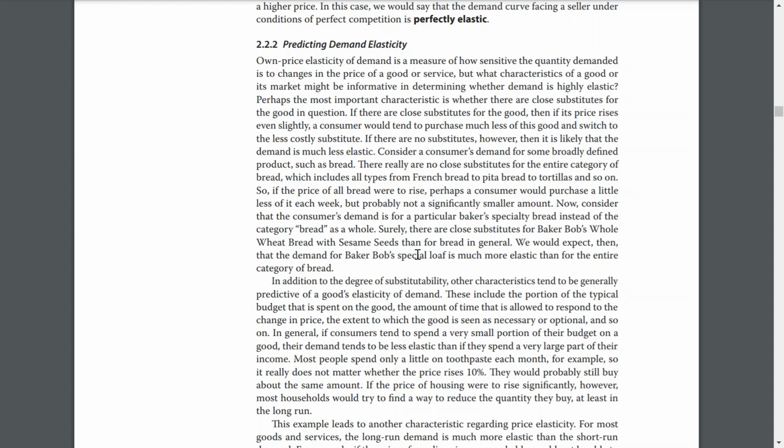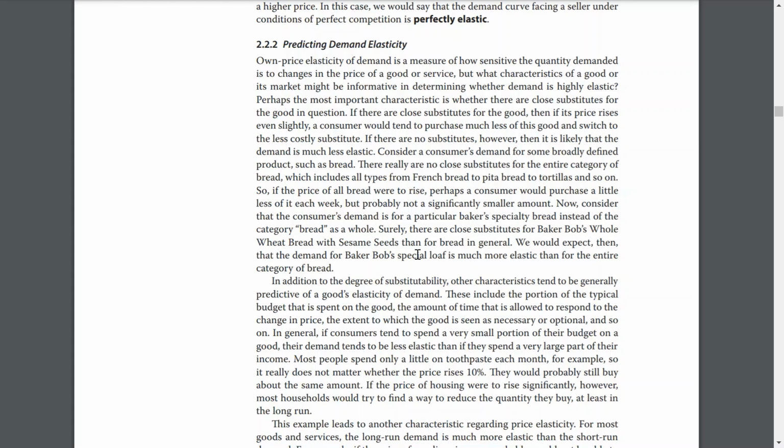Consider a consumer's demand for some broadly defined product, such as bread. There really is no close substitute for the entire category of bread, which includes all types from French bread to pita bread to tortillas, and so on. So if the price of all bread was to rise, perhaps a consumer will purchase a little less each week, but probably not a significantly smaller amount.